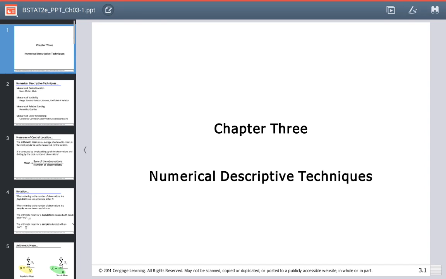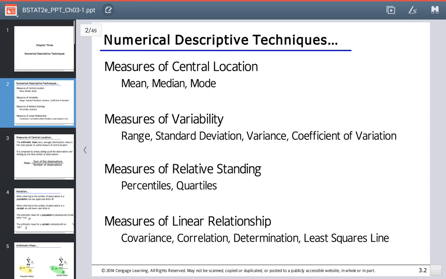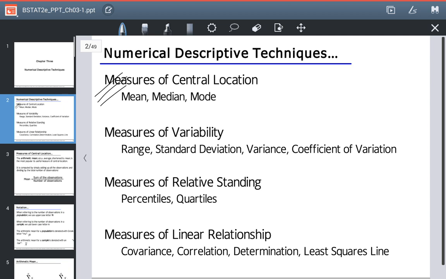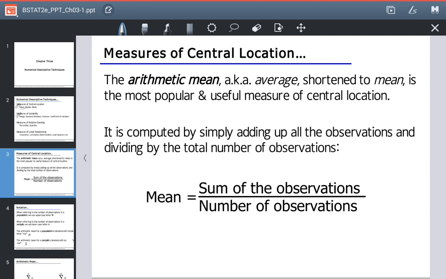Okay, welcome everybody. Today we'll talk about the numerical descriptive techniques. And we kind of hinted at this. We'll only have time today to talk about the central location measures and the variability measures. And you must have heard about some of these terms. So let's move on. Like the first measure, again, this is a very common measure. It's sometimes referred to as average, mean, or different things.